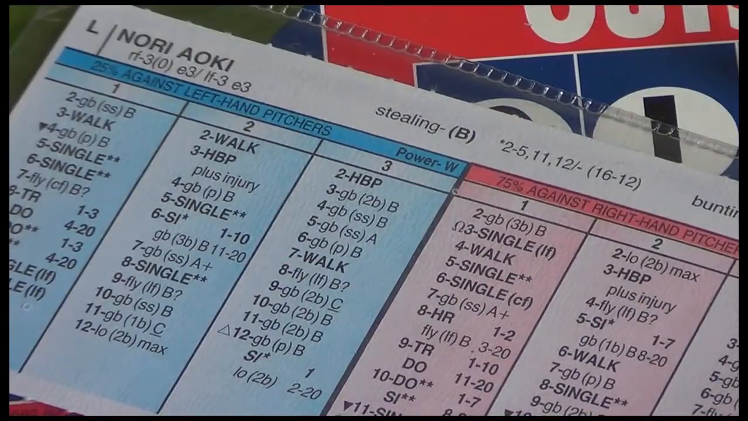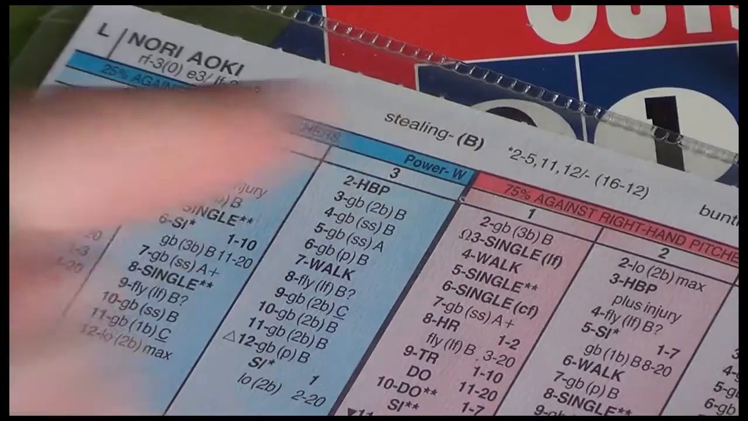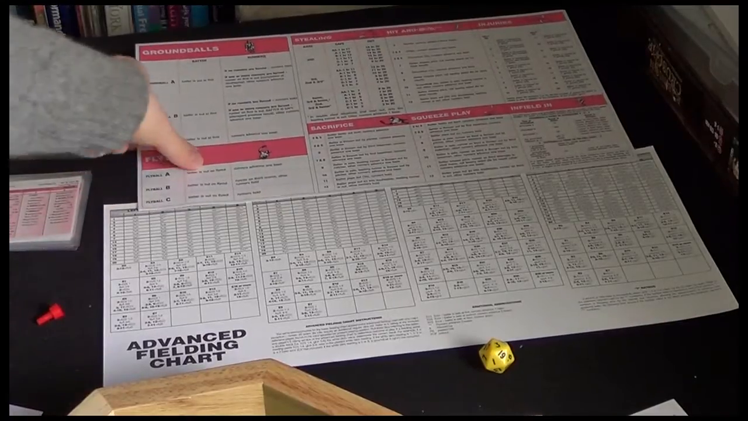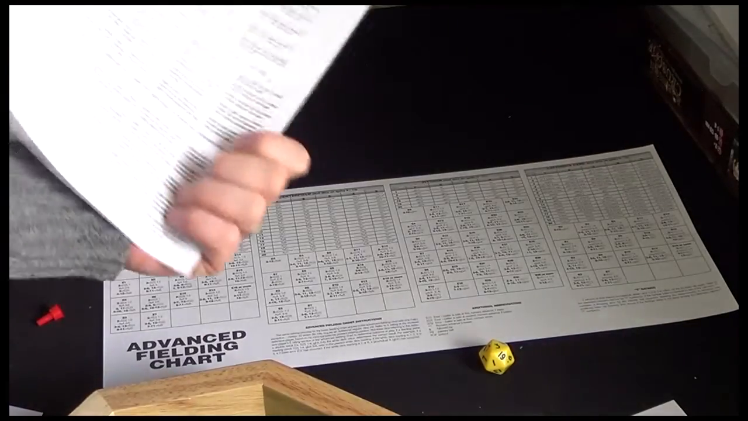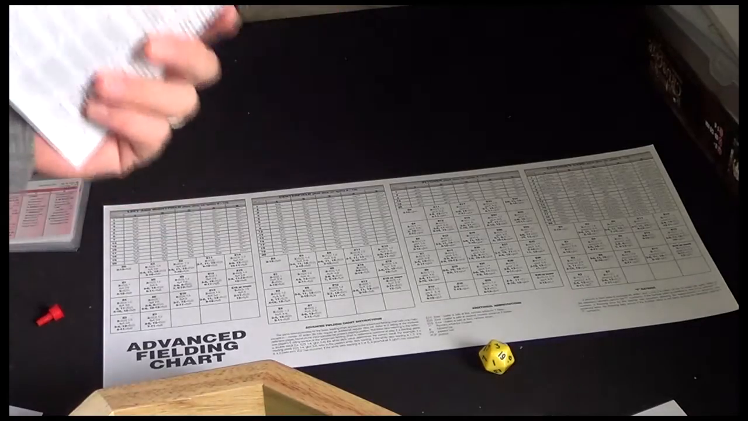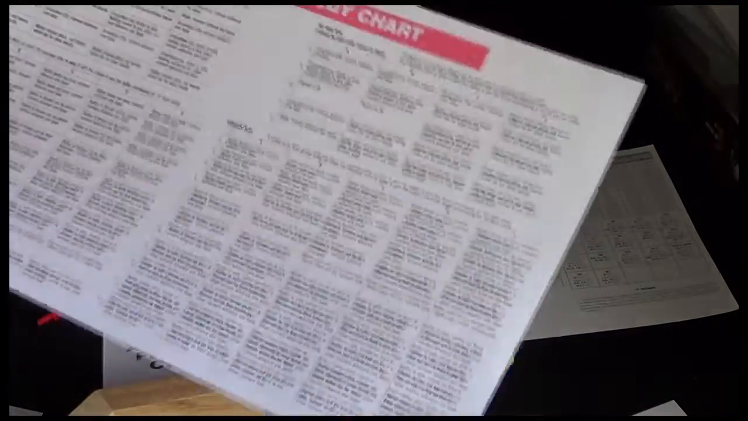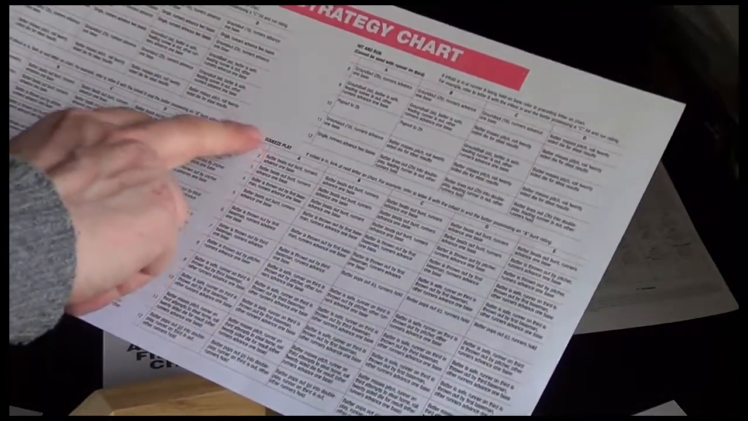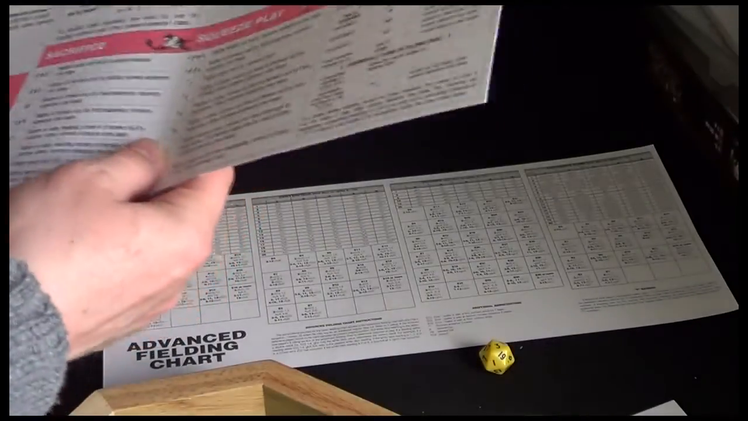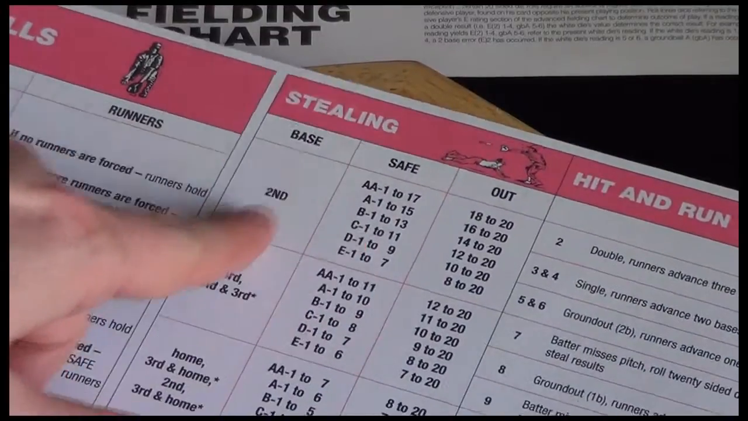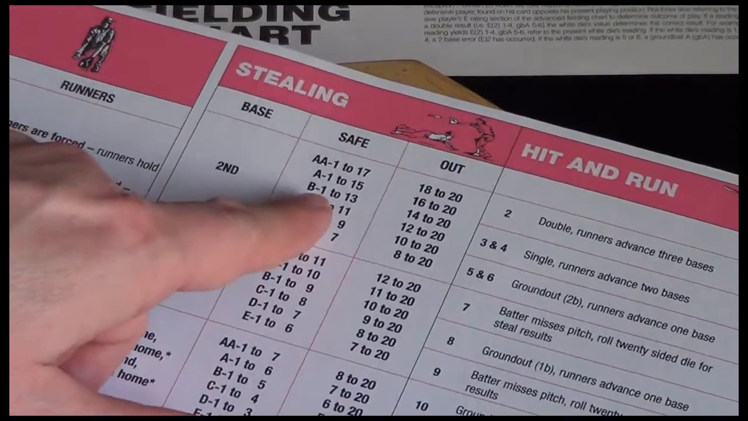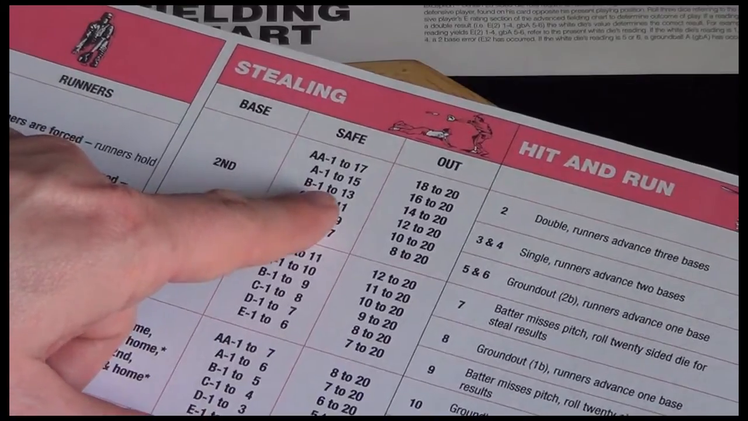So once more, let's look at Aoki. He's got a stealing rating of B. We'll go back to the basic strategy chart. The advanced strategy chart doesn't have any separate rules for stealing. It does have for the other plays: sacrifice, squeeze, hit and run. But for stealing, it's the same chart. For a B, stealing second, rating B is a 1 to 13.